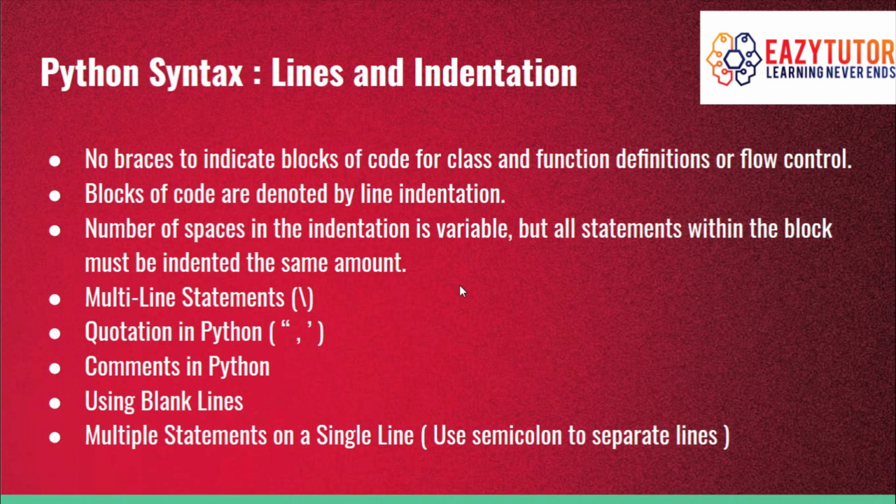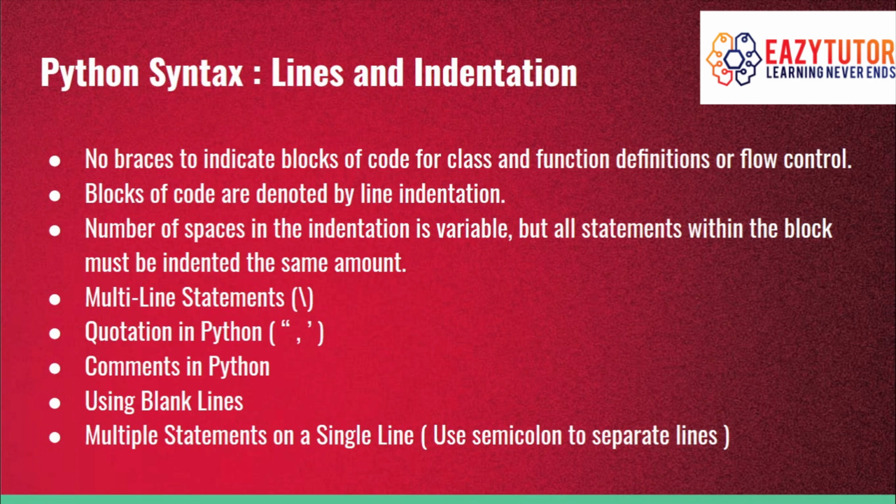No braces to indicate blocks of code for class and function definitions. If you are familiar with other programming languages like C or C++, you will be using curly braces to define a block of code for any logic. But here we don't have braces. Here blocks are denoted by line indentation, which we already saw in one simple program. The number of spaces in the indentation is variable. The only constraint is that if you start the first line with 4 or 5 spaces, you should maintain the same number of spaces for the entire code block.